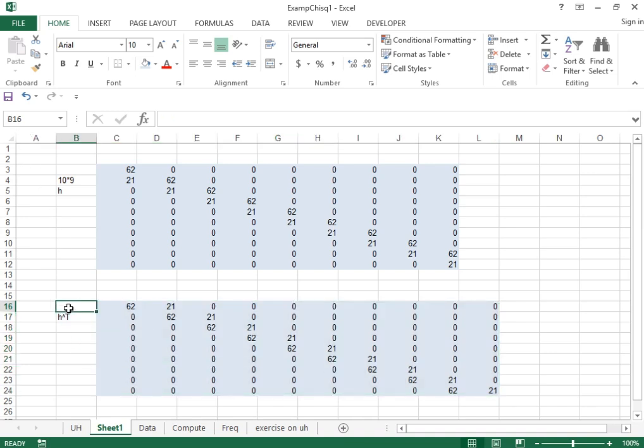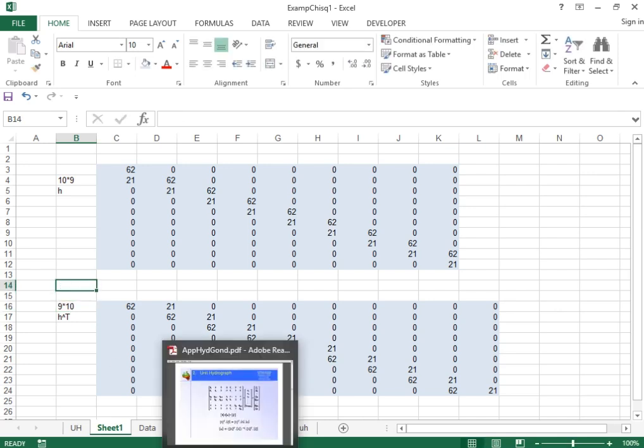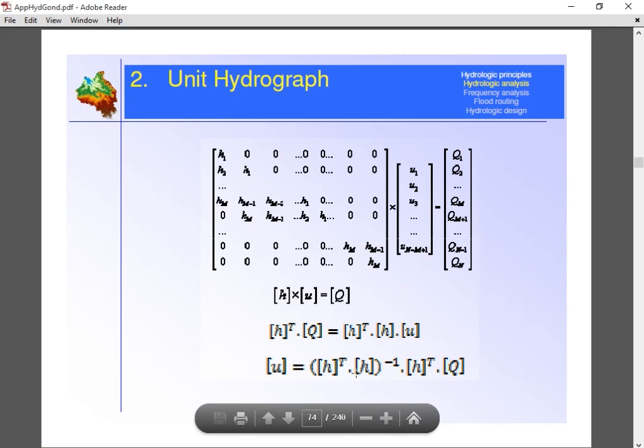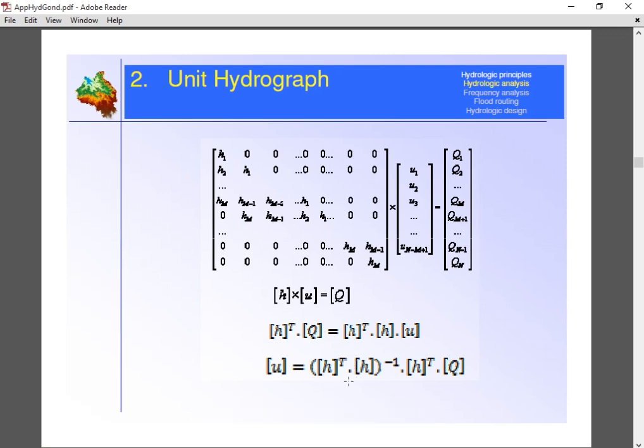Therefore this is a 9 by 10 matrix. I mean, you can see that this one is actually 9 by 10 matrix. And the second thing here is you should multiply the transpose with the initial value. You should multiply that value.